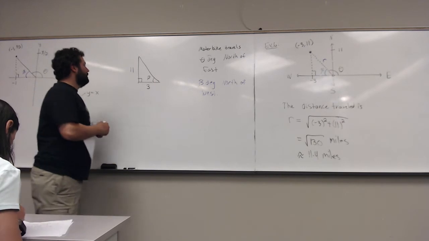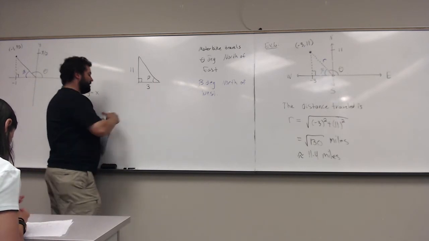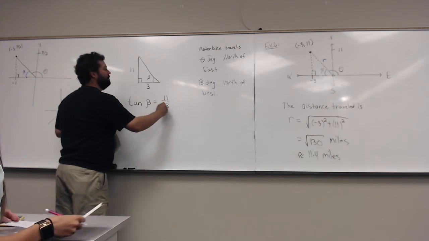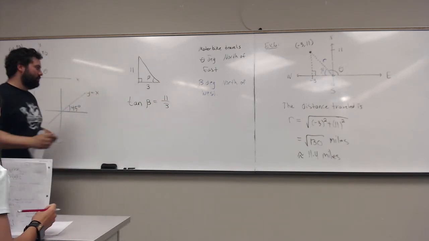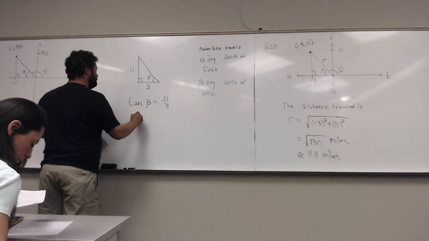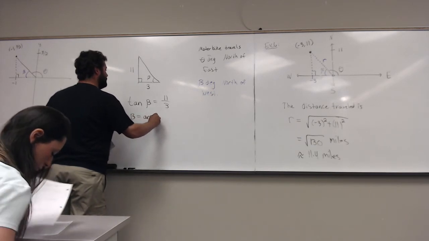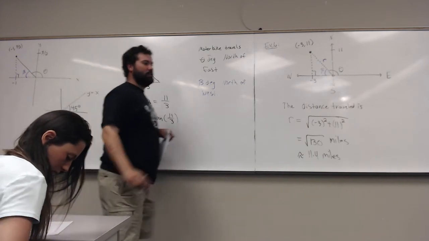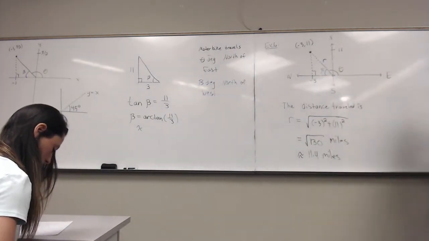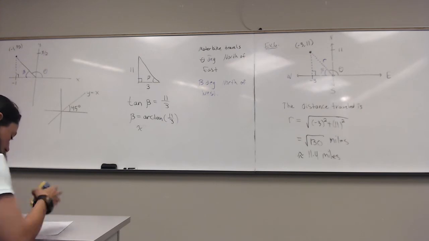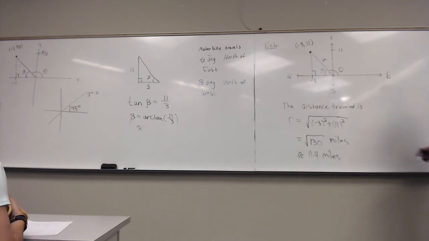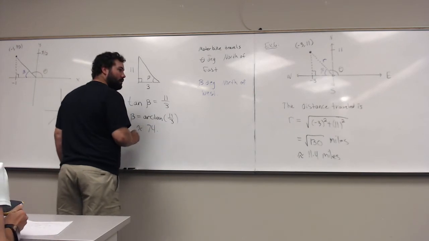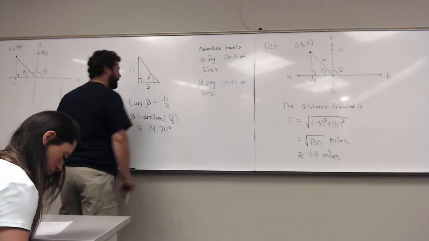But generally, if you know the opposite and adjacent side, you can start by applying tangent to that angle, which is going to be 11 thirds. And then beta is just going to be arctan of 11 thirds. And let's do that in degrees. 2 decimal places is fine. So what do you get, Martin? You get 74.74? Okay.